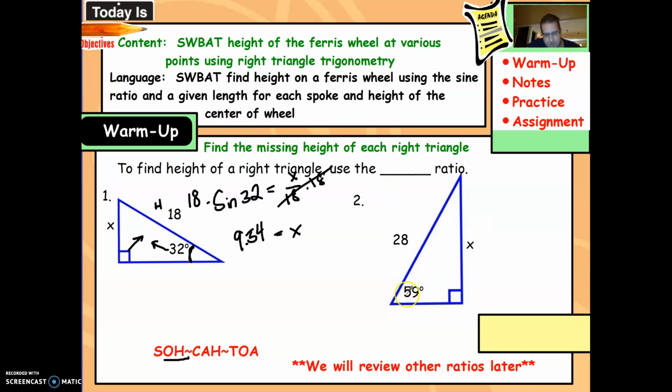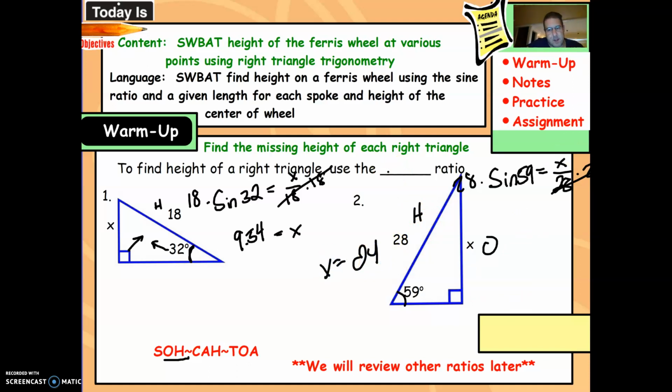This one over here, I have this angle, so that's my angle given. I know the hypotenuse, and I want to find the opposite side, which means I'm once again going to use sine. Sine of 59 is equal to opposite over hypotenuse. Multiply both sides by 28. These cancel, and that's how you get your answer. 28 times sine of 59, which is about exactly 24, is our answer.